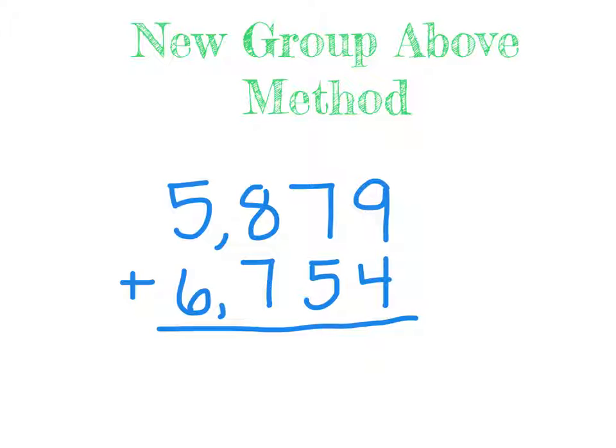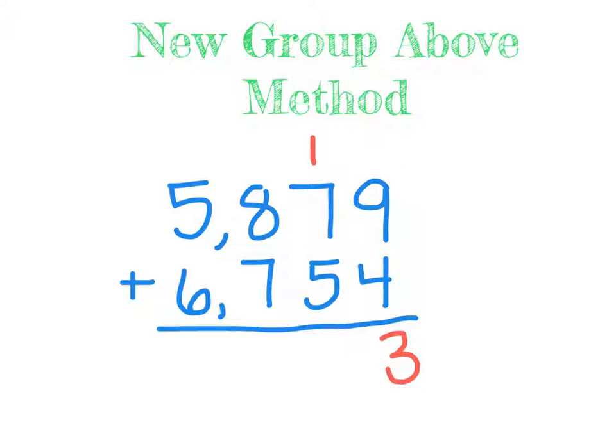So here's my problem: 5,879 plus 6,754. When I'm using the new group above method, the first step is to add the ones place. So right here, boys and girls, is my ones place. I'm going to be adding 9 plus 4. So 9 ones plus 4 ones equals 13. I made a new 10, so my 3 goes there and my new 10 goes above the tens place.